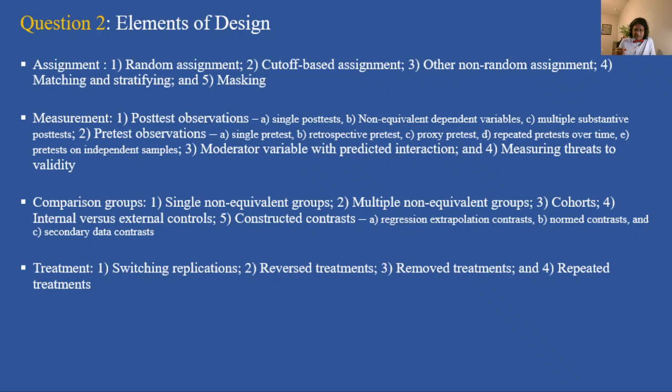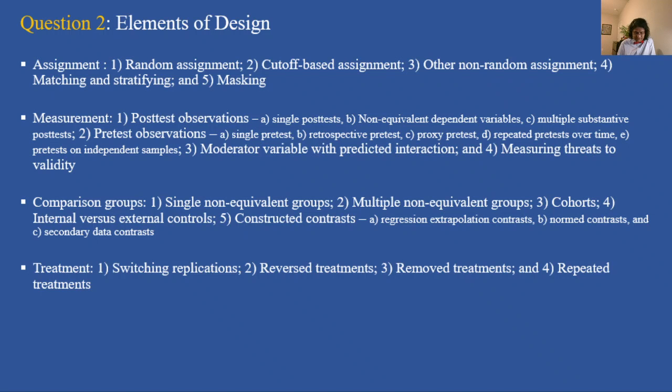These elements have been categorized by the book into four main groups: assignment, measurement, comparison groups, and treatment. Now each of these are further divided into subgroups as listed on the slides. Just touch upon them quickly. Assignment is divided into random assignment, cutoff based assignment, other non-random assignment, matching and stratifying, and masking. Measurement is divided into four main subgroups: post-test observations, pre-test observations, moderator variable with predicted interactions, and measuring threats to validity.